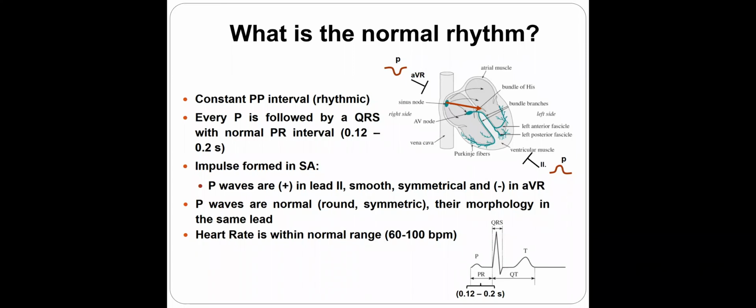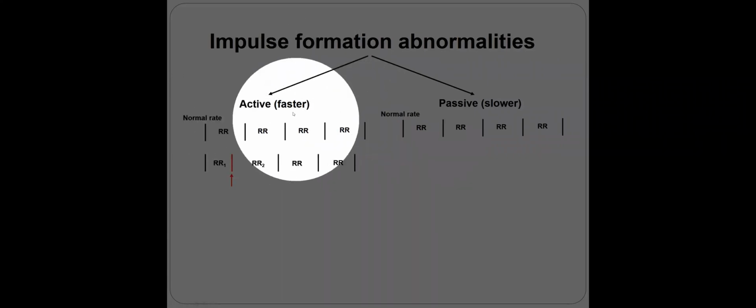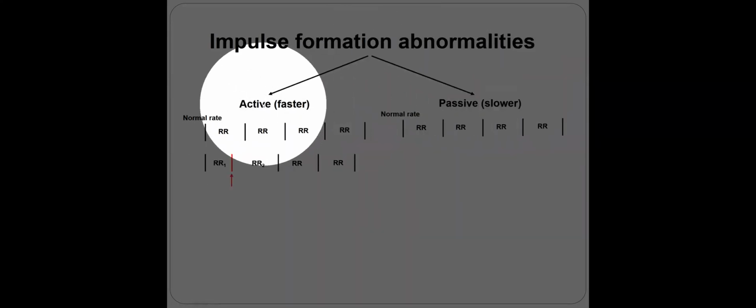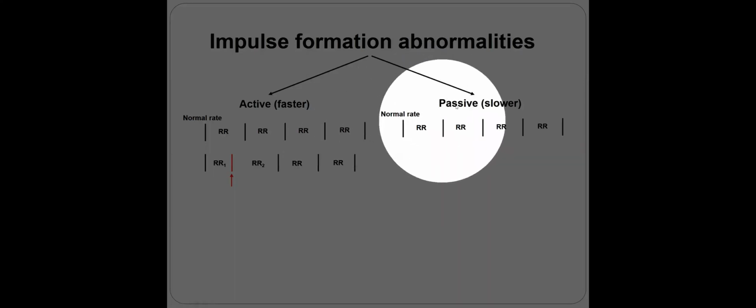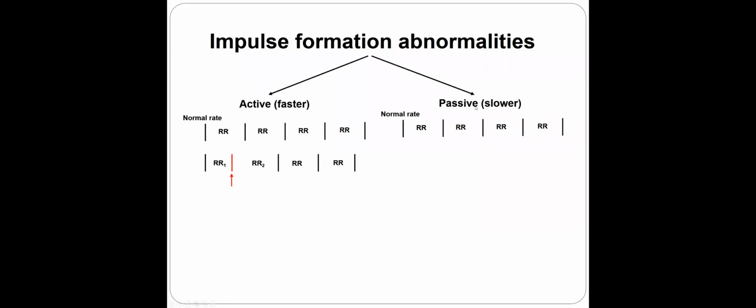Okay, thanks. Now, let's look at how we can evaluate the impulse formation abnormalities. We do have two different major categories of impulse formation abnormalities. If the impulse comes earlier, that is going to speed up the rate. If the extra impulse comes later than a normal sinus beat, that's slower, and that's called passive arrhythmias. So whichever arrhythmias speed up the average rate, that means active arrhythmias. If we have an extra beat that slows down the heart rate, that means passive arrhythmias.